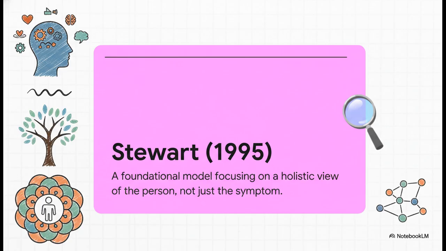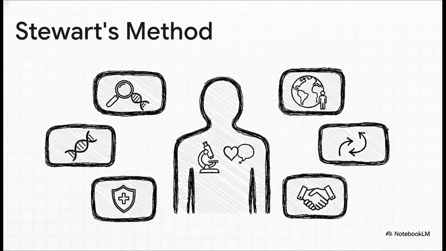It's all about taking a holistic view of the person sitting in front of you, not just the symptom they came in with. The real heart of Stewart's method, as you can see here, is understanding the whole person. And that means exploring both the disease, the medical pathology, and the patient's personal illness experience. It's about finding that common ground, building the relationship, and weaving in prevention, all while being realistic about your resources.